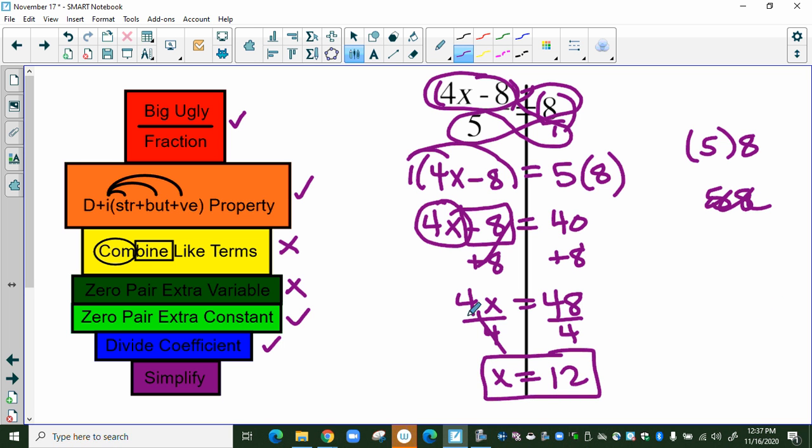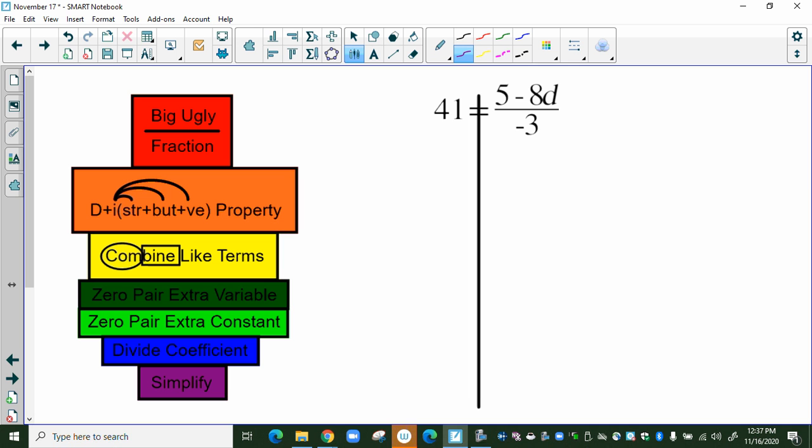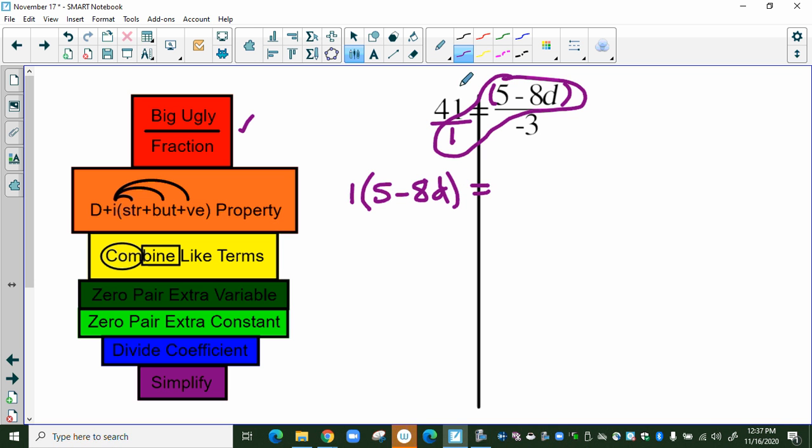Okay, let's take a look at a few more. Here is the second one. I see right away I've got a fraction with math right here in the numerator, so I do have a big ugly fraction. So the first thing I'm going to do is create a fraction on the other side, and then I'm going to cross multiply. Remember, I want to group these together, so 1 times 5 minus 8d, and then 41 times -3. That takes care of the big ugly fraction.